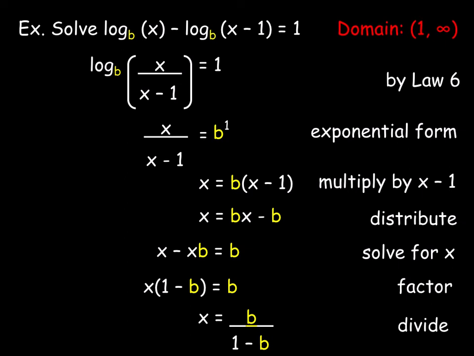As always, we must consider domain. The domain of this logarithmic equation is positive reals greater than 1. So the question is, is b over 1 minus b in the domain for all values of base b? Why?